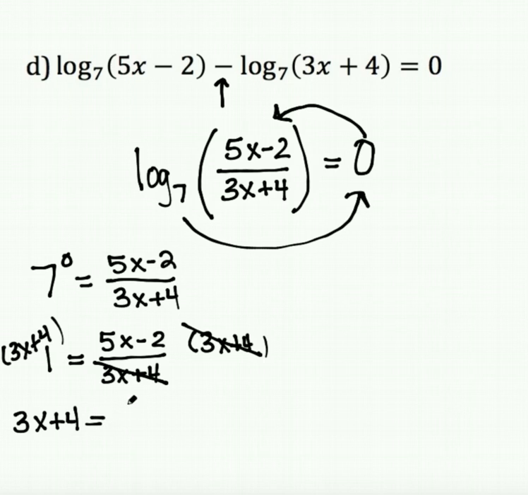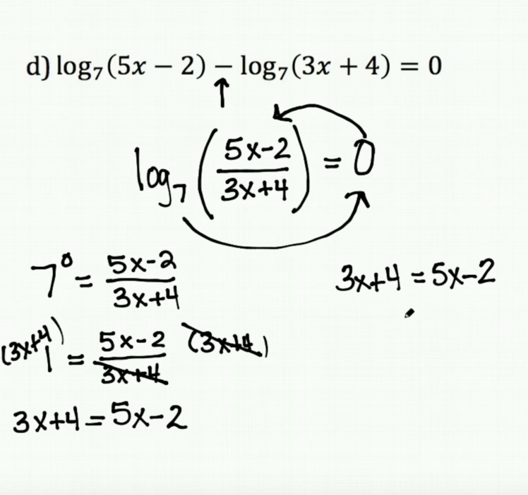So that's going to leave me with 5x minus 2 on the right-hand side. Now, I'm back to just a basic linear equation. I'm going to go ahead and solve by getting my x's on one side and my constants on another. So I'm going to rewrite it over here. 3x plus 4 equals 5x minus 2.